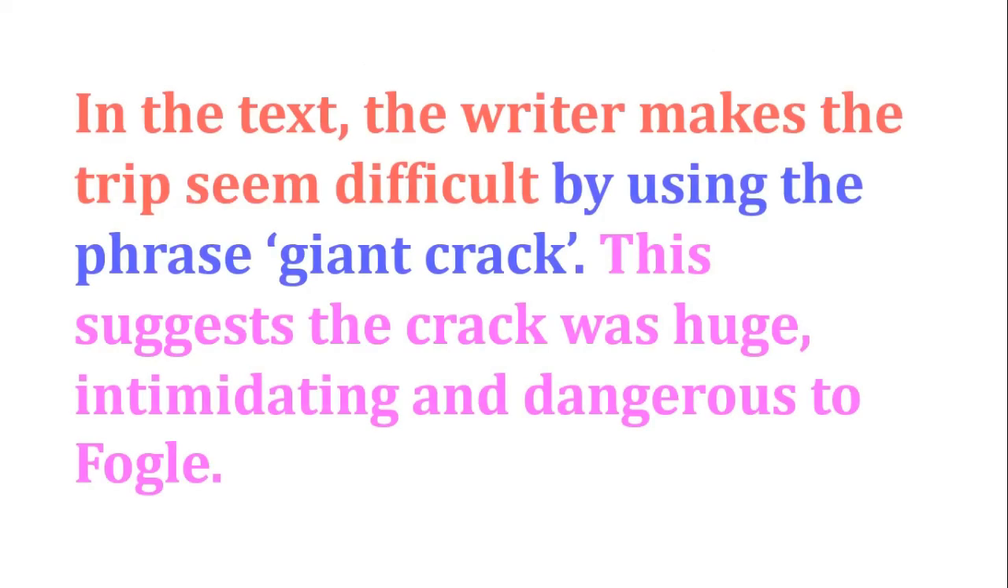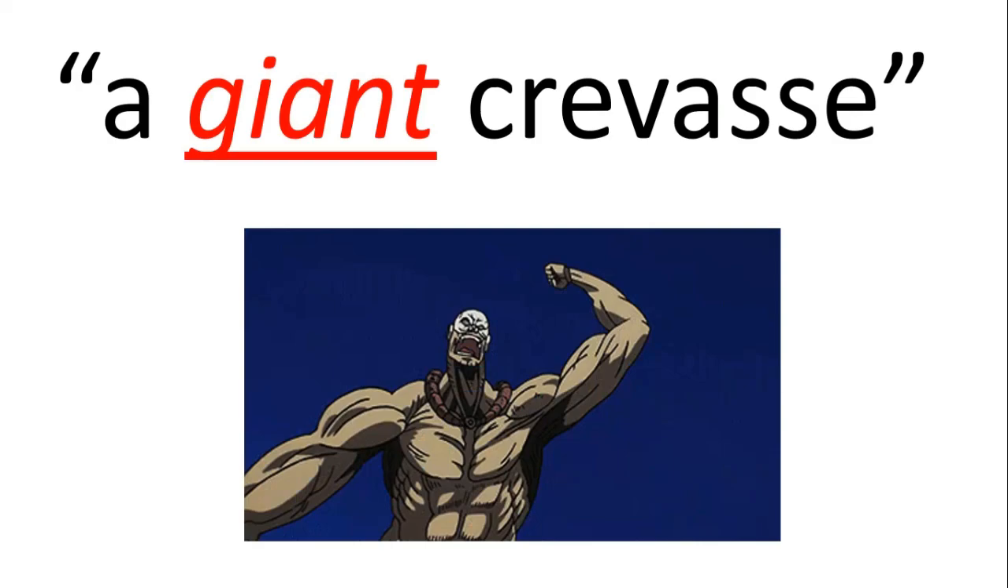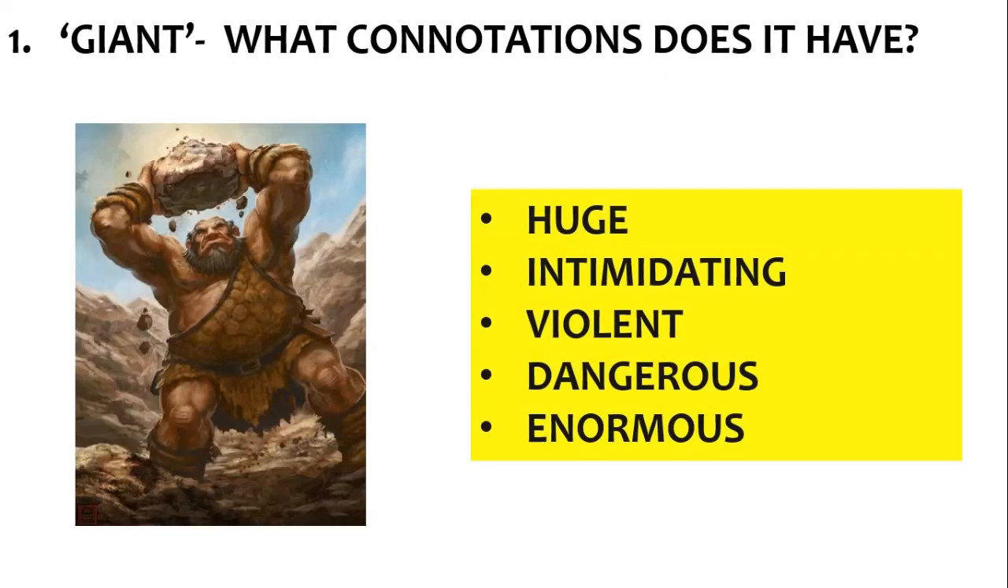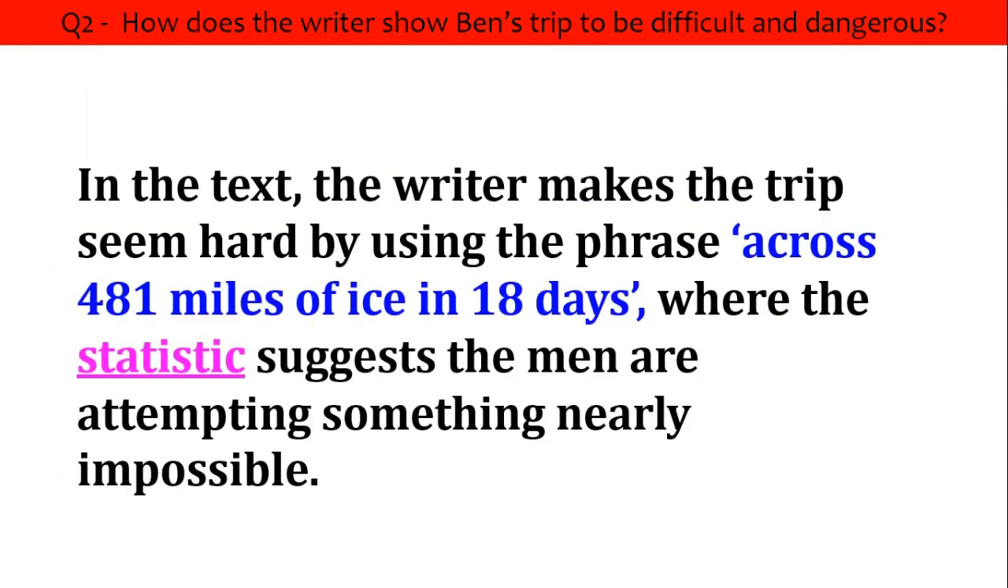Okay, so if we look at putting that into a paragraph now, in the text the writer makes the trip seem difficult by using the phrase giant crack. Now I'm going to zoom in on giant, like I've just looked at the connotations with giant. We've decided that the connotations are huge, intimidating, and now I'm just going to put it into my PE. So this suggests the crack was huge, intimidating and dangerous to Fogle. So I've answered the question of why giant crack makes it seem difficult. I've zoomed into the adjective giant and explained it.